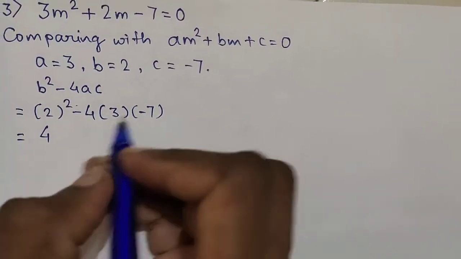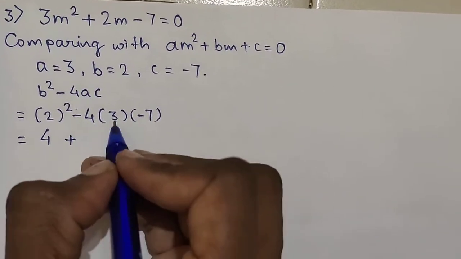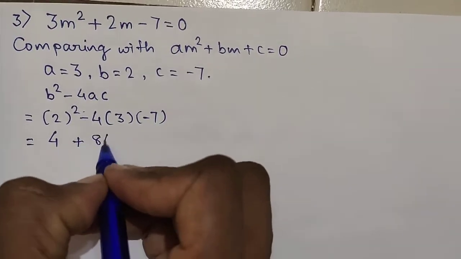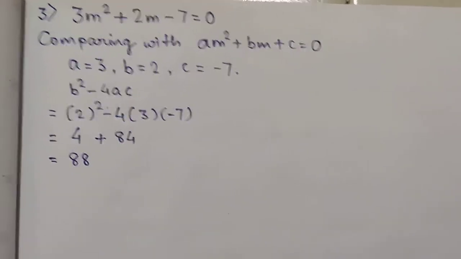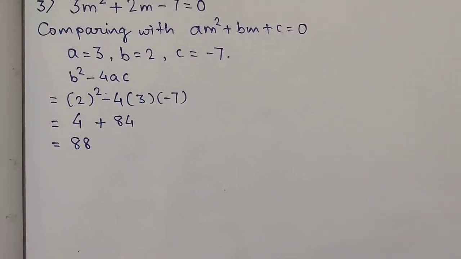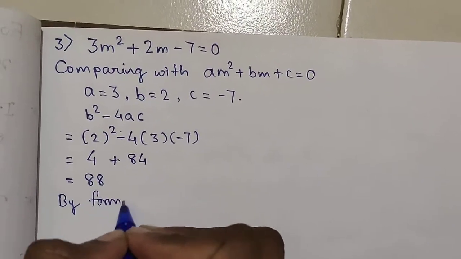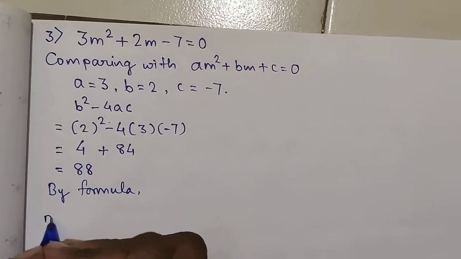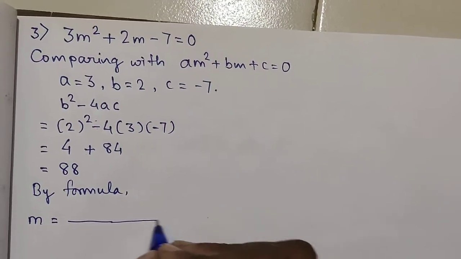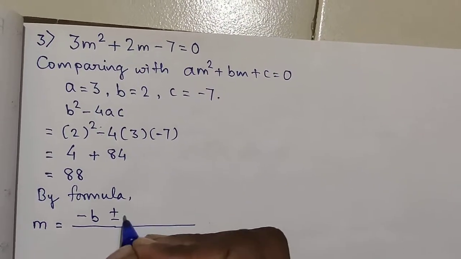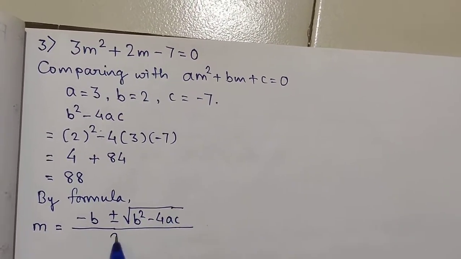Square of 2 gives you 4. Now see, this is multiplication and minus minus becomes plus. Now 4 3s are 12, 12 7s are 84. Now finally you are going to get 88. Again you got a positive number, so you can find out your roots. So let us use our formula. By using the formula, m is equal to, because our variable is m, minus b plus or minus under root b square minus 4ac divided by 2a.